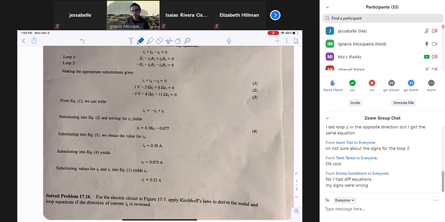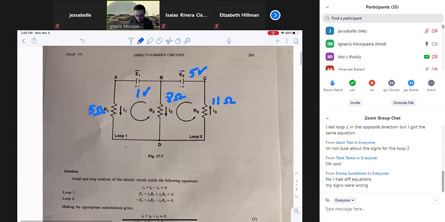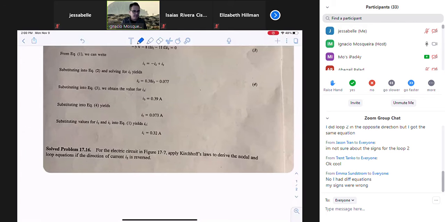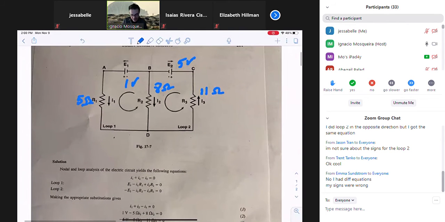And if the current direction you chose is wrong, that just means one of these currents will come out negative. Instead of giving you a positive answer, it'll give you a negative answer. That doesn't make any difference. That's just a negative current with respect to your choice, whatever your choice happened to be. In this case, they chose all the right directions. How do I know that? Because they all came out positive. So I know, therefore, that that is the direction of the current in each of those resistors.